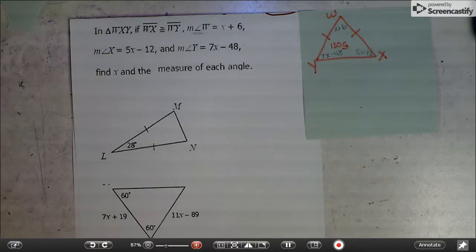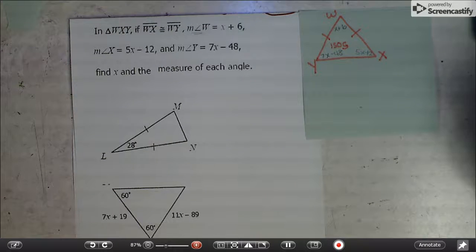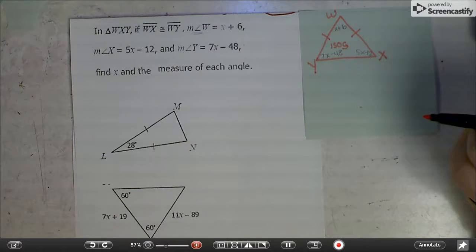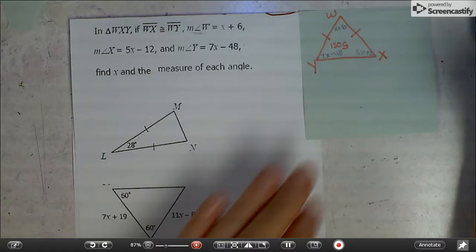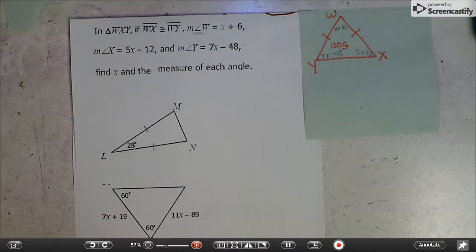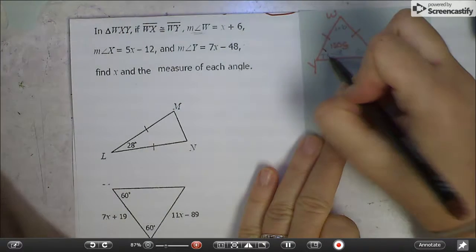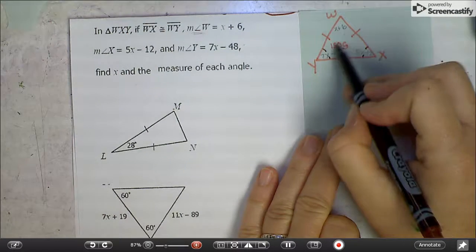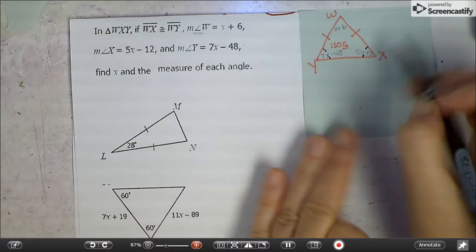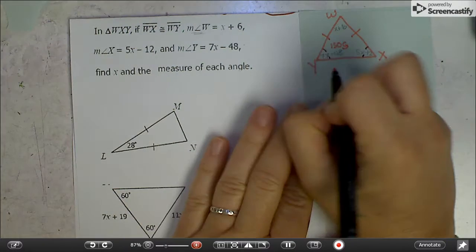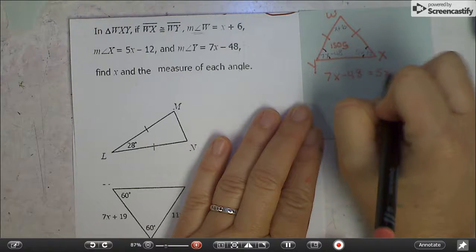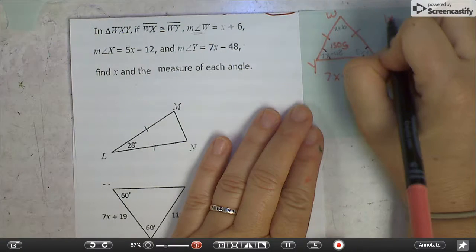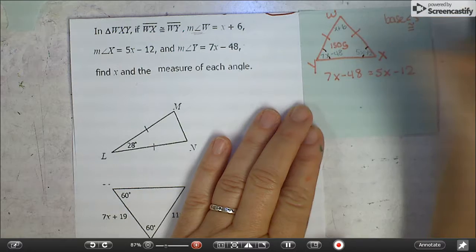Okay, so I guess we could do this a couple ways now that I look at it. You could use the angle sum theorem, but I'm going to go with using the base angles just because this is an isosceles triangle section. The base angles of these triangles are here and here because that's across from the congruent sides. So we would do 7x minus 48 equals 5x minus 12 because base angles are congruent.